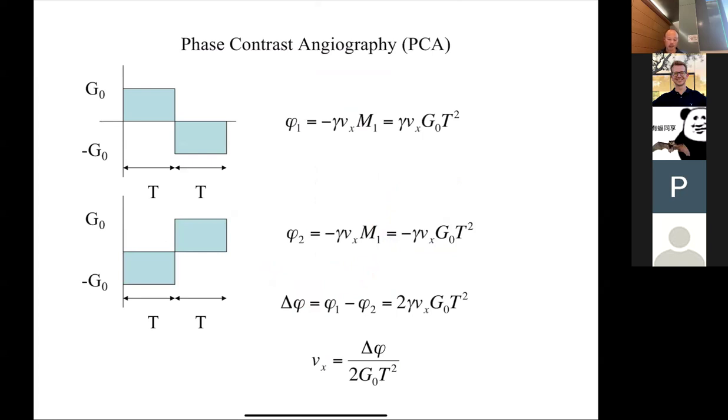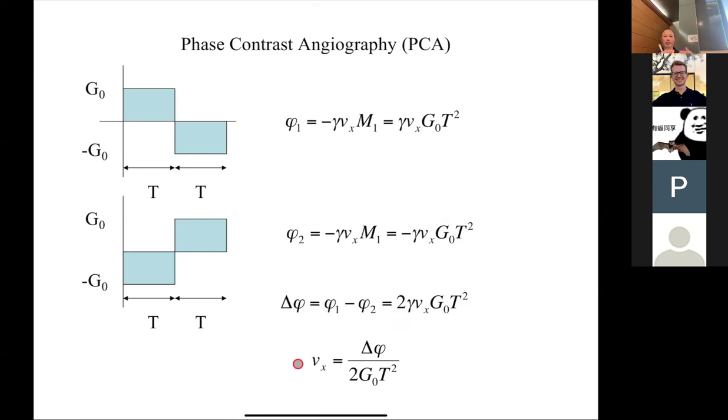And there are different ways of doing that. Typically, one way to get rid of non-idealities is you might even do this twice. In one case, the phase is proportional to plus the velocity. And then if I flip the gradients, it's proportional to negative the velocity. And then if I take the subtraction of those two phases, it's proportional to 2 times the velocity. And since I know the gradient strength and I know the timing, if I measure the difference in phase, then I can calculate what the velocity is.